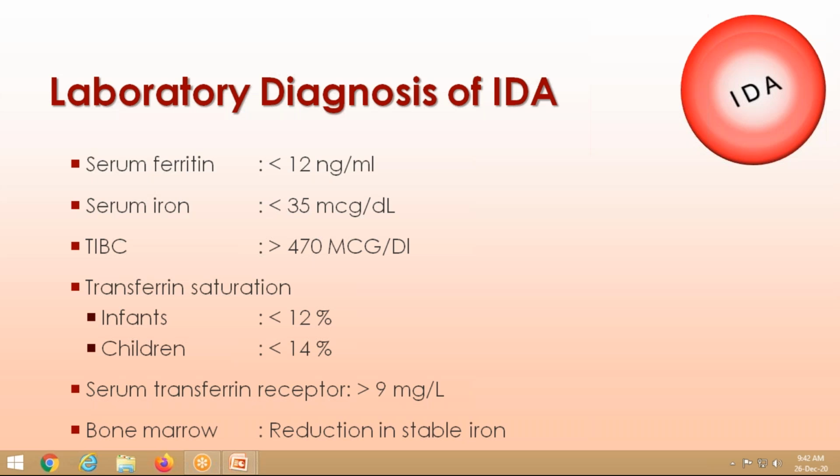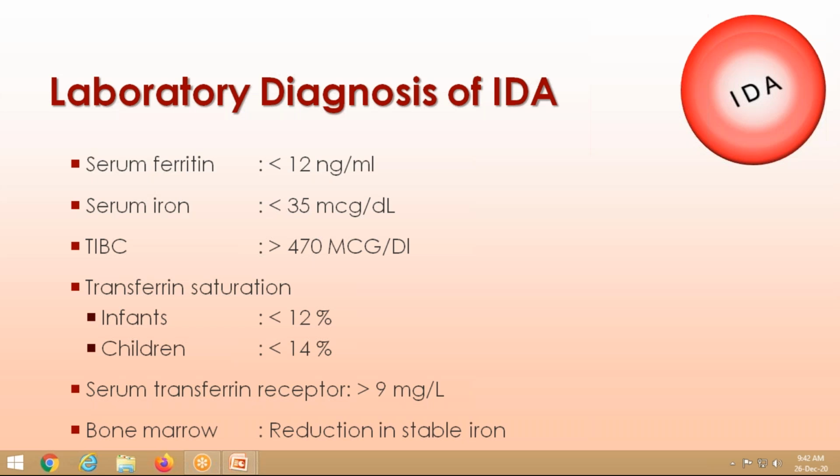That means iron binding capacity has increased. It means actually it has not been filled. So an increase in TIBC is diagnostic of iron deficiency. Now more reliable parameters are transferrin saturation. Transferrin is the one which transports the free iron. In infants, transferrin saturation less than 12% is iron deficiency anemia. In children, less than 14% is iron deficiency anemia. And serum transferrin receptor more than 9 milligrams.